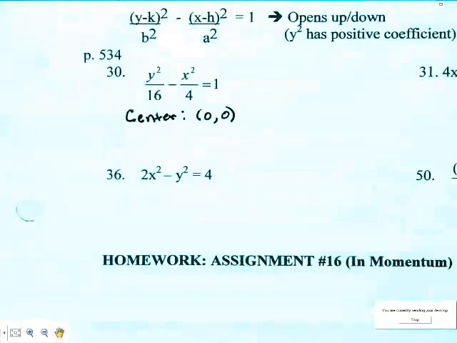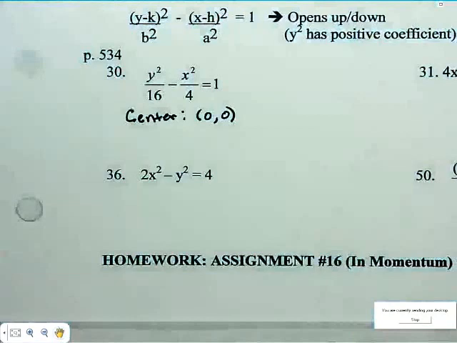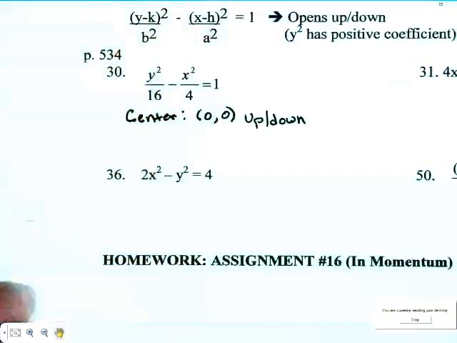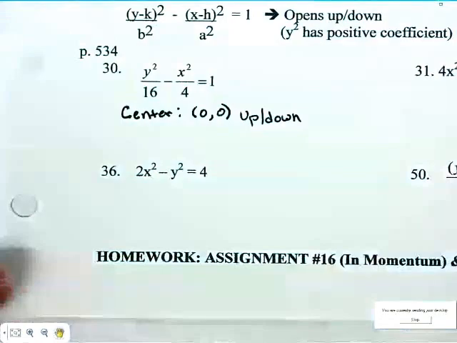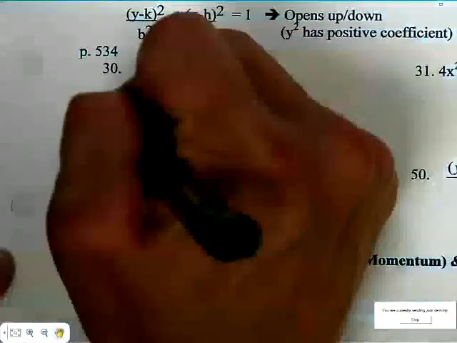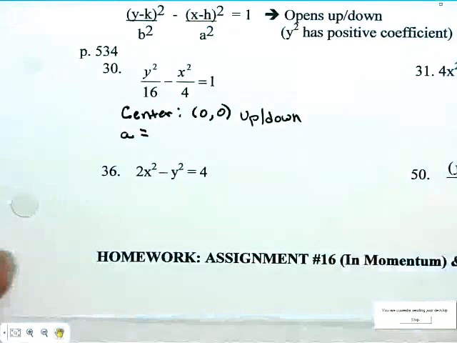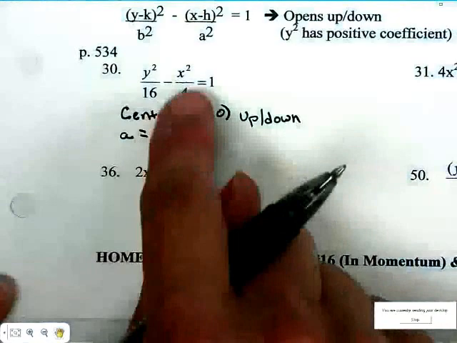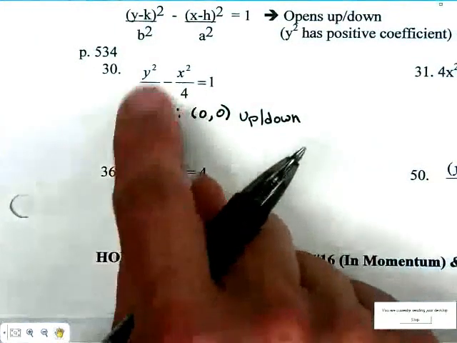Does it open up and down or left and right? Look at the coefficient that's positive. The y squared has a positive coefficient. If the y squared is positive, it opens up and down. Be careful. What do you think is a? Yes, it's under the x's. a is always the square root of the constant under the x's. b is always the square root of the constant under the y's. So a is 2, b is 4.